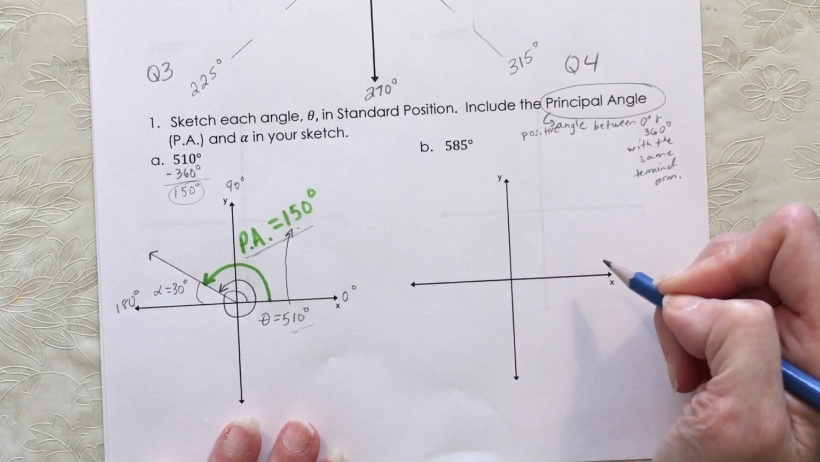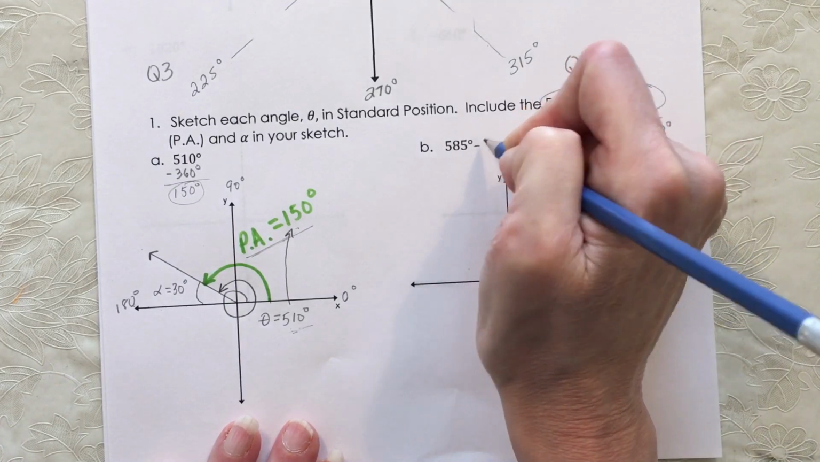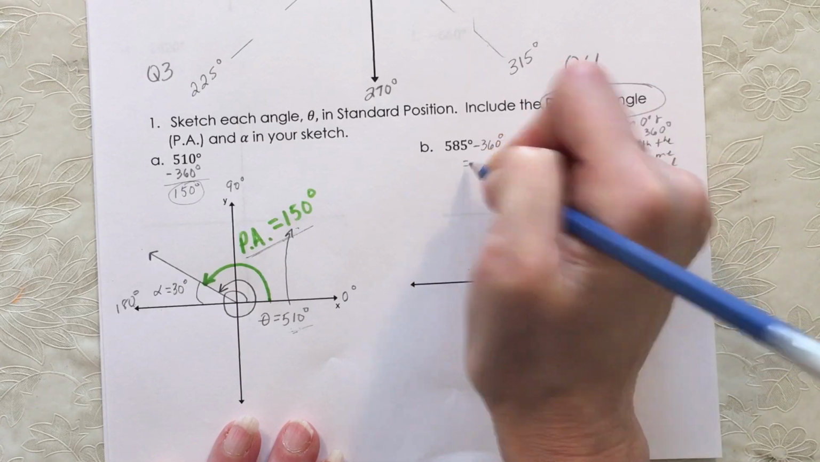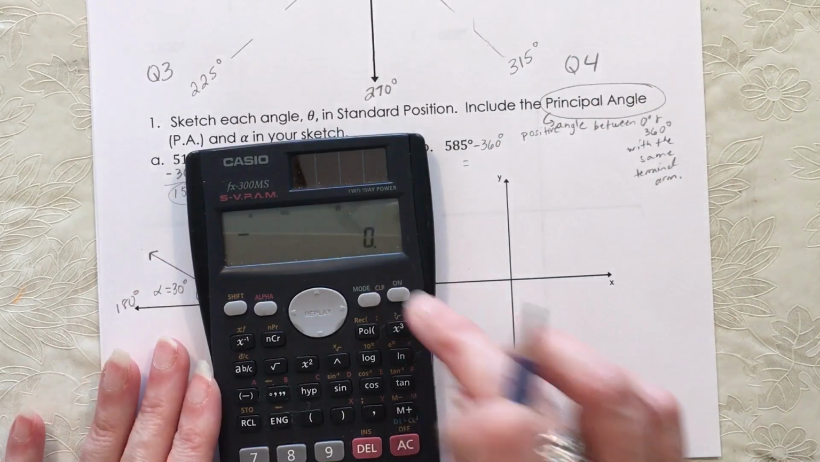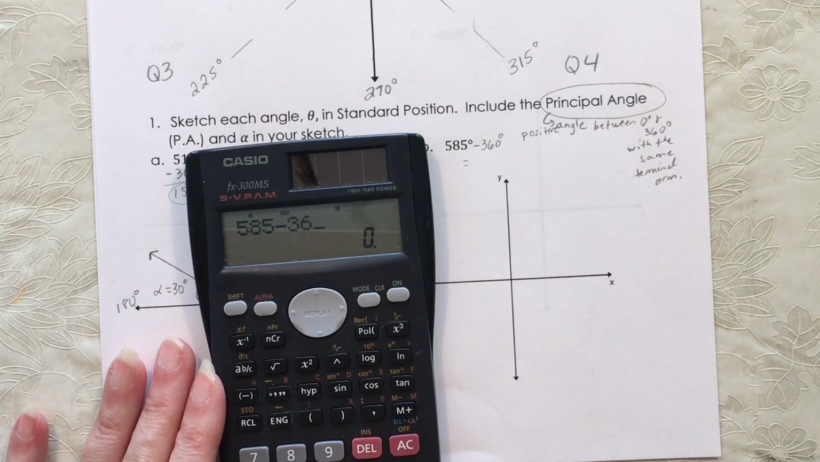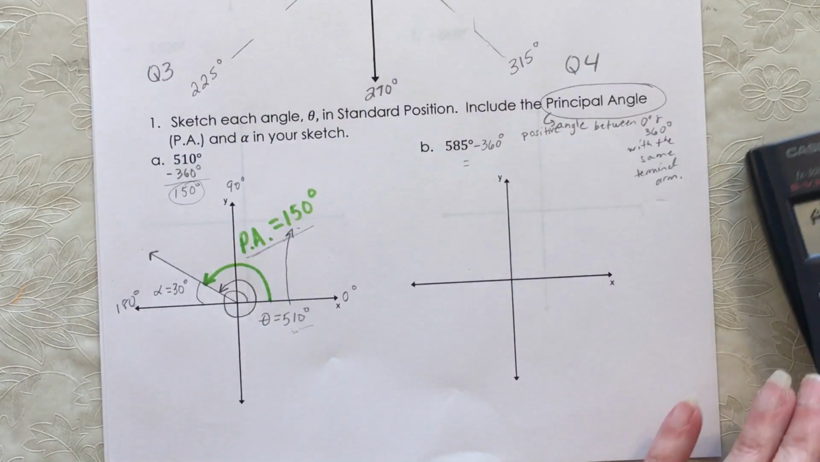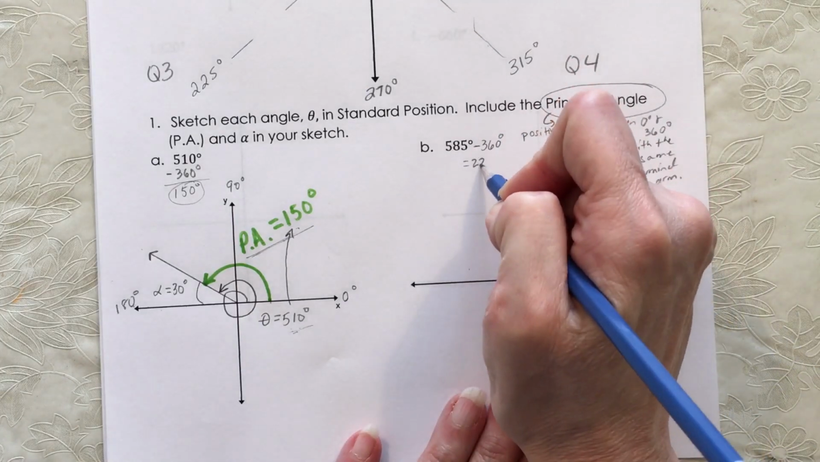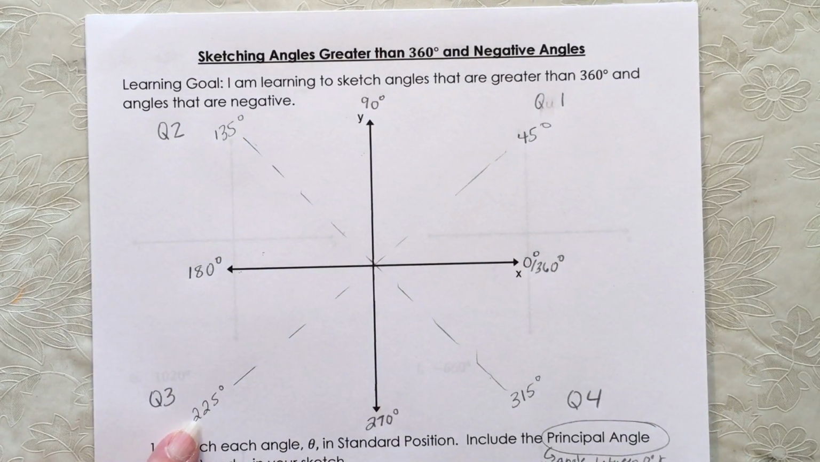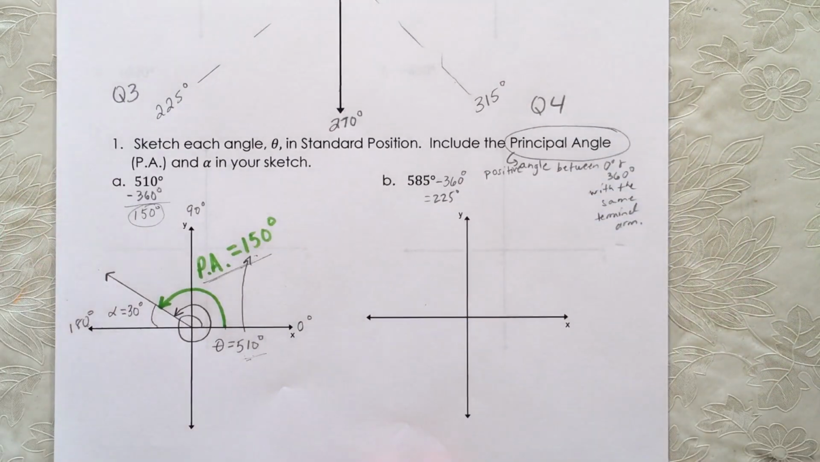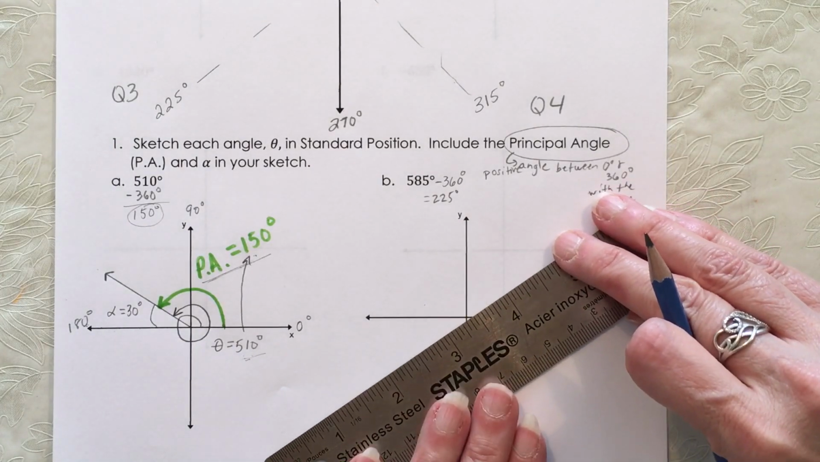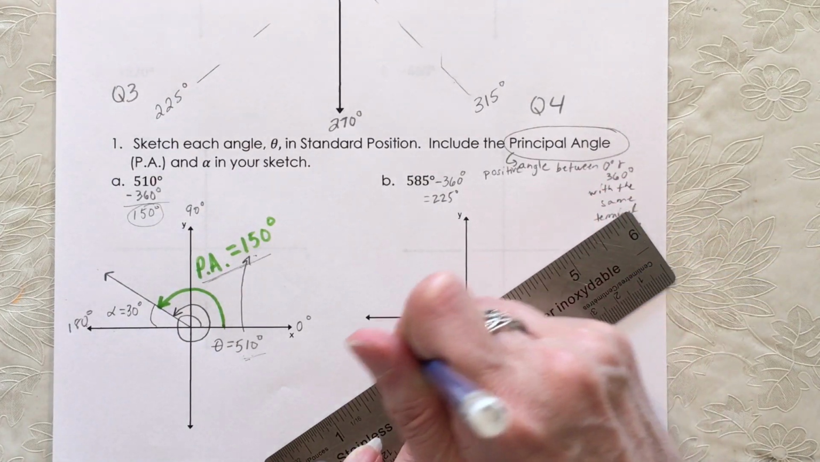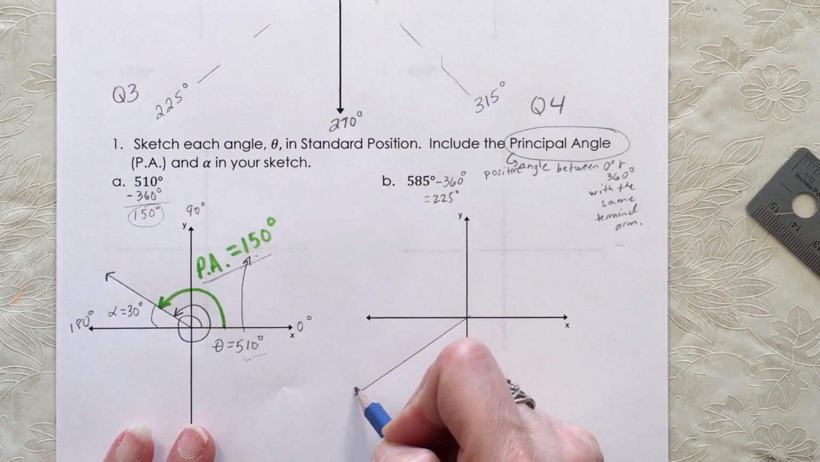Okay, so we're going to use a similar approach for 585. First we want to see which quadrant it's going to end up in. So I'm going to subtract 360 and see what that gets me. 585 subtract 360 is 225. If we look back up at our benchmark angles, 225 happened to be one of them. It's in quadrant 3, and it's exactly the halfway point of quadrant 3. So we know that's where we're going to draw our terminal arm. We want to make it look like it's at the halfway point of quadrant 3. Do our best.